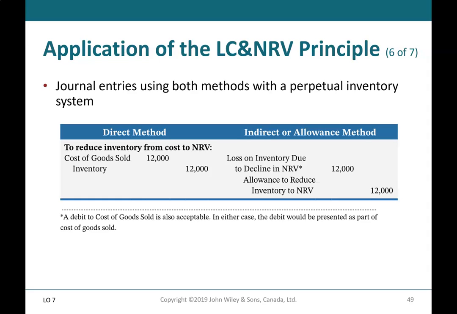Journal entries using both methods with a perpetual inventory system. So under the direct method, to reduce inventory from cost to net realizable value, you would debit cost of goods sold for 12,000 and credit inventory for 12,000. Under the allowance method, you would debit loss on inventory due to decline in net realizable value for $12,000 and credit allowance to reduce inventory to net realizable value $12,000.